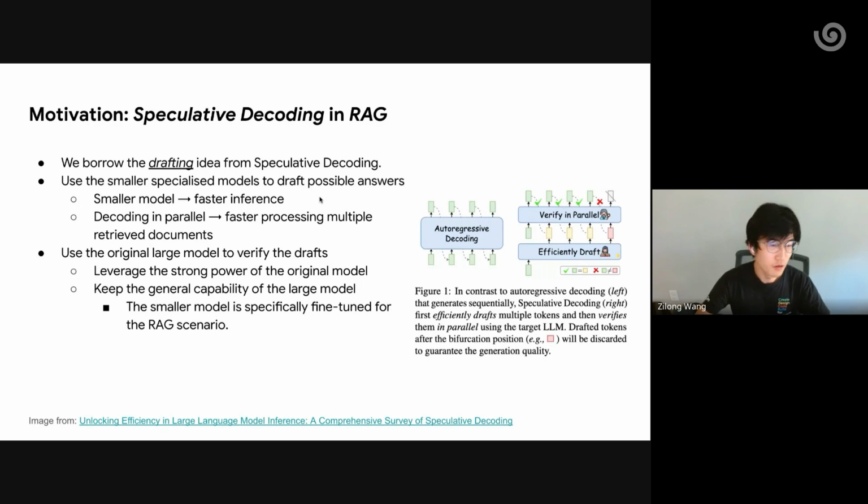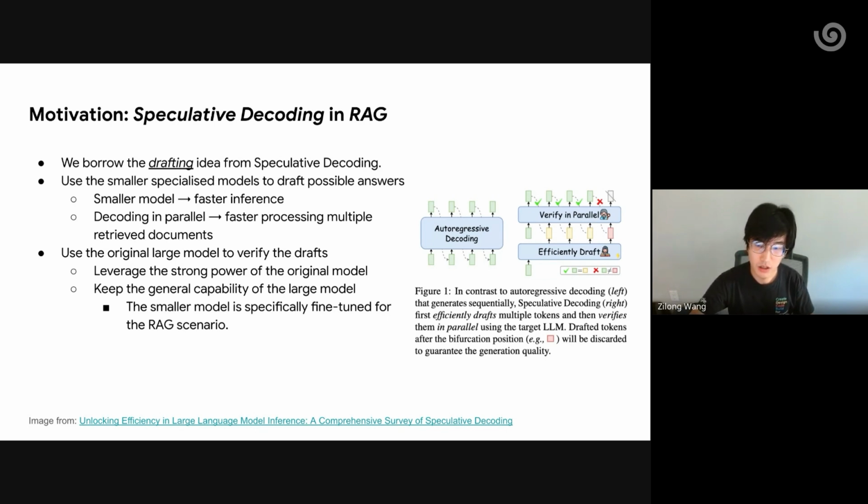As you may tell from the name, the idea of speculative RAG came from speculative decoding. I'm not sure if you are familiar with this, it's another big topic in large language model study. In speculative decoding, there is also one small model and one original large model. But the biggest difference between our idea and speculative decoding is that in speculative decoding, they predict the future tokens, while in our case, we predict the drafts.